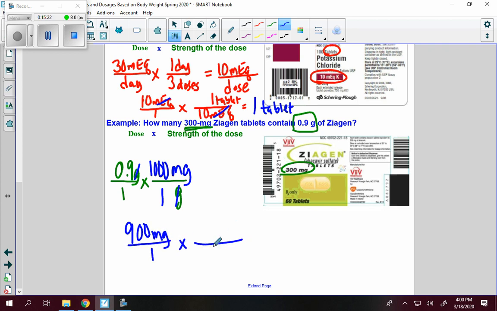And how many 300 milligram tablets would I need? I would need 3 tablets. After my milligrams canceled, I would be left with those tablets.